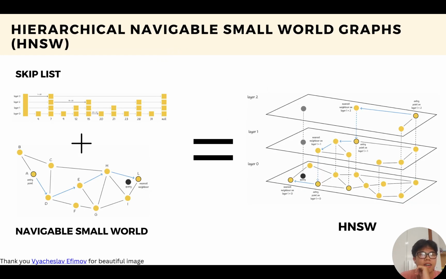The next algorithm is a bit more complex, which is hierarchical navigable small world graphs. Basically, it is the combination of skip-list theory and navigable small world theory.